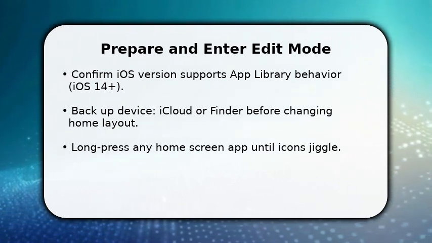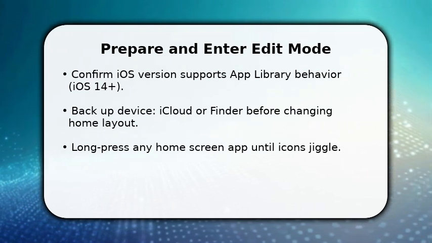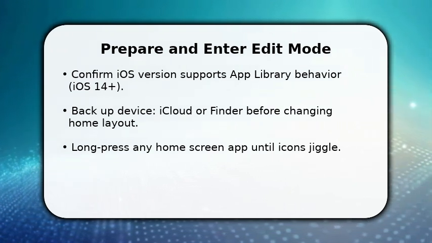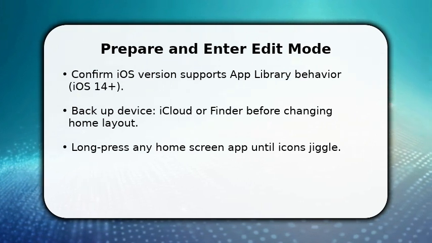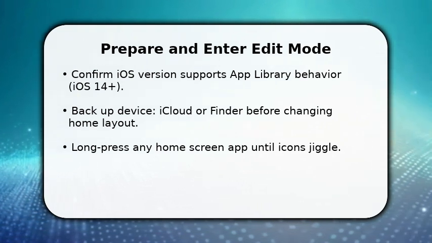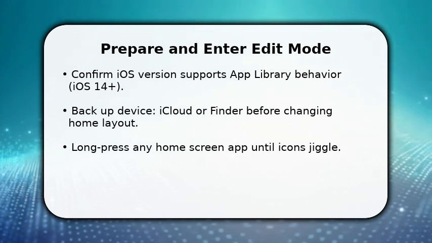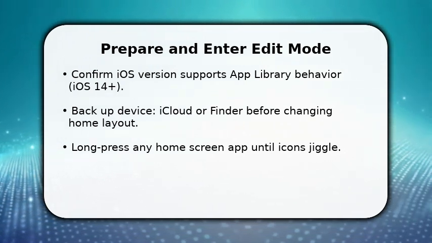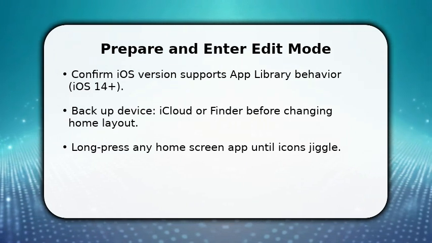Once done, locate any app on the home screen and press and hold until icons jiggle. This puts the device into edit mode. Make sure to pause until the contextual menu disappears, otherwise you'll trigger other actions. Now you're ready to interact with folders and move apps toward the app library.